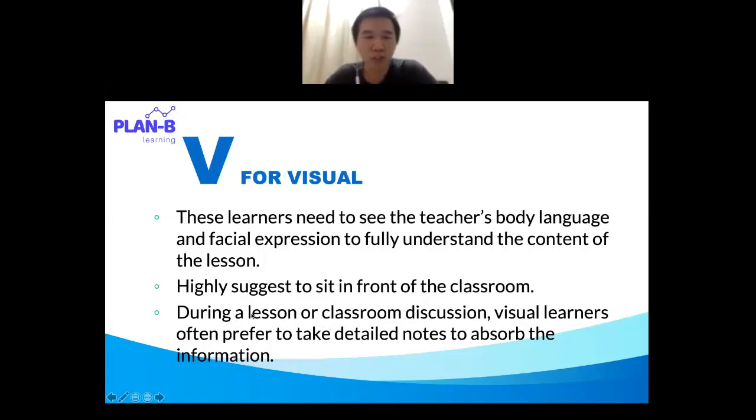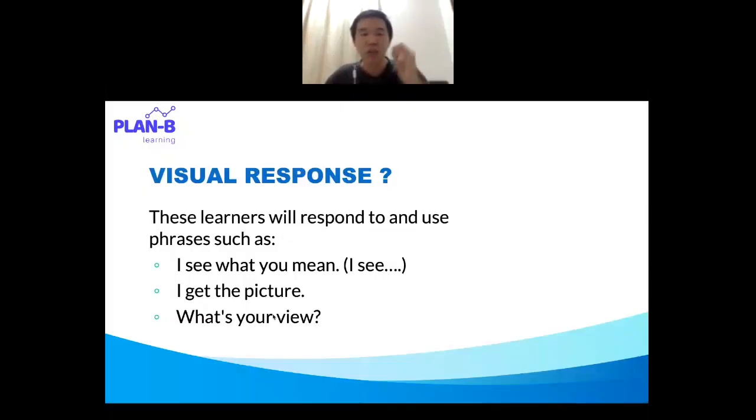For visual learner, visual dominant, during discussion in your classroom, please do also take some notes so that you can absorb information faster. Because you are a visual learner, usually what you need to do to learn faster is look at it. You need to look at it, only then can you learn faster. All right.